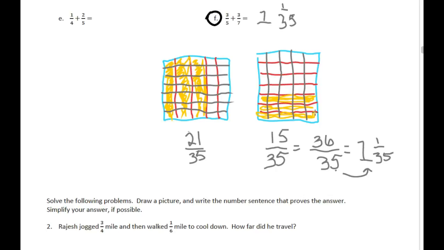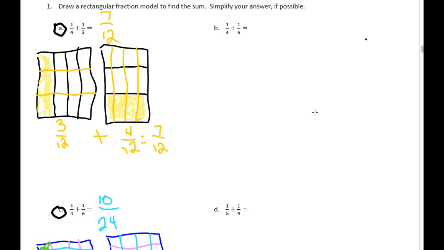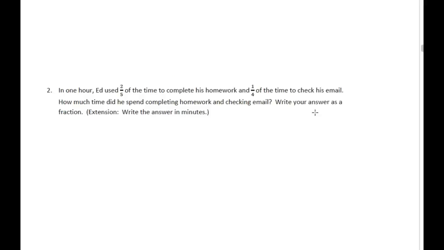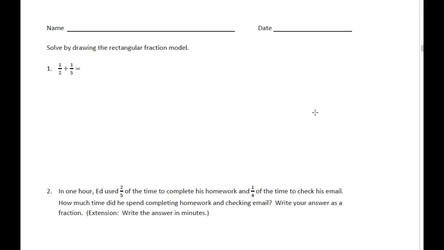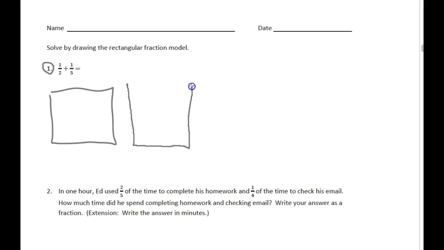All right, let's take a look at tonight's homework, shall we? The one problem I'm asking of you is to do number 1. So it's 1/2 plus 1/5. So you're going to start with your 2 squares, and you're going to draw it out, model it. One of them is going to be halves, one of them is going to be fifths, but then you have to do the same thing to the other one.